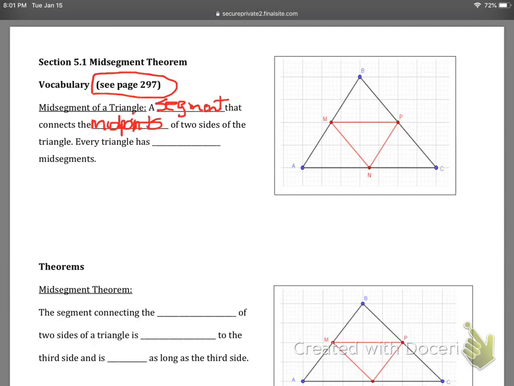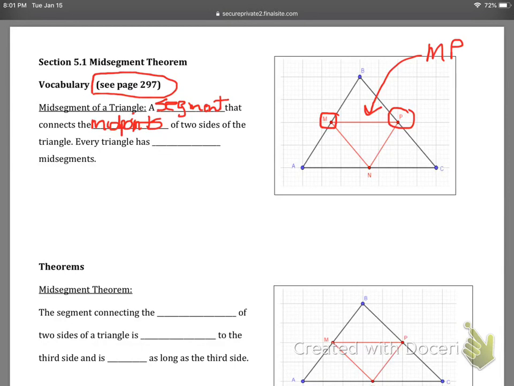So here's a midpoint at M. Here's a midpoint at P. Okay, so if we have those two midpoints, then that means that this segment, MP, is a mid-segment. So MP is the mid-segment. Okay, so think about that for a little bit and make sure you understand that that's what we're doing.